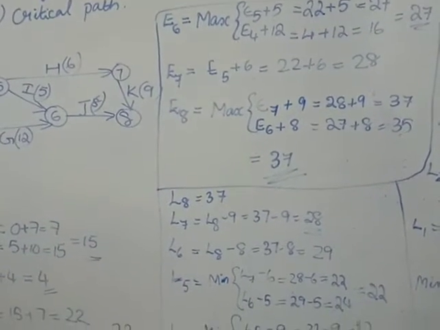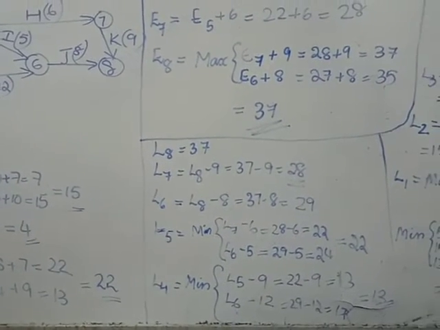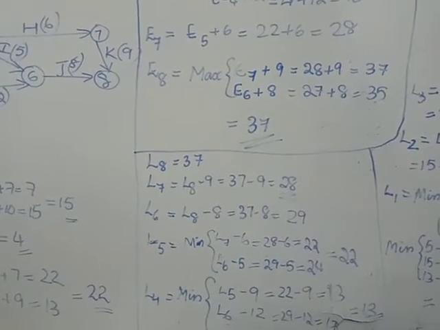Next we are going to calculate the latest time. The formula of our latest time is: TL, or LI, is equal to minimum of EJ minus the time duration.